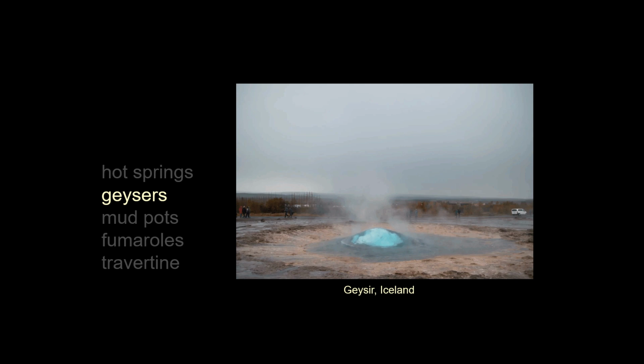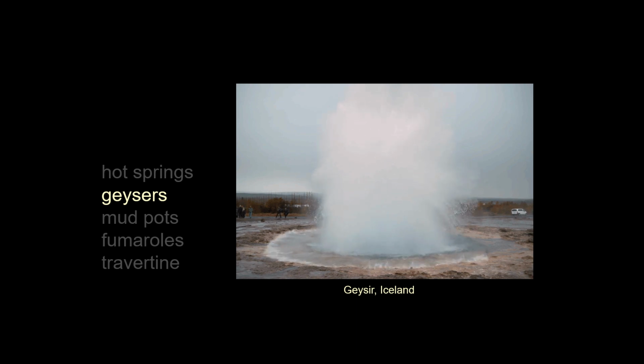Some other geysers. I've created a slow motion view of this geyser so you can see what's called Geysir in Iceland erupting. This one kind of looks like a hot spring, but look at how quickly, and watch how it accelerates in terms of the eruption. Pretty amazing eruption. So, Geysir in Iceland.